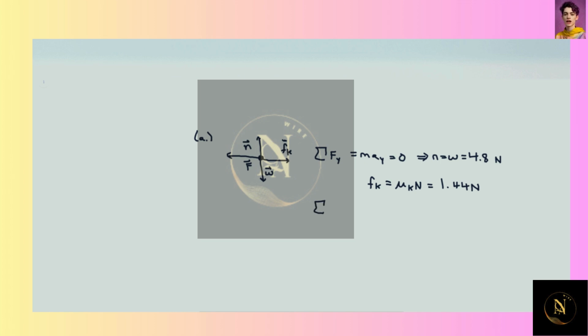Now doing Newton's second law in the x direction, which gives us 0 again because these blocks are not accelerating, they're moving at constant velocity. This implies that the force we apply is equal to the friction force, which is equal to 1.44 newtons. And so that's the answer to part A.